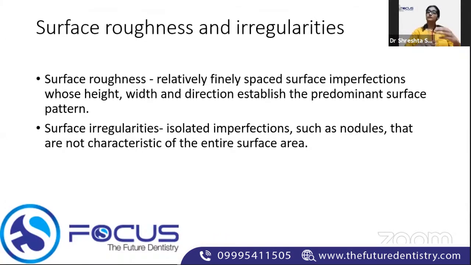Now, coming to surface roughness and irregularities, just so that you get an idea about the difference between roughness and irregularities, I've stated that. What is roughness? It is relatively finely spaced surface imperfections whose height, width, and direction establish the predominant surface pattern. Whereas surface irregularities are mostly isolated imperfections such as nodules, and they are not characteristic of the entire surface area. So the one which is present on the entire surface area is roughness, and the one which is localized is called irregularities.